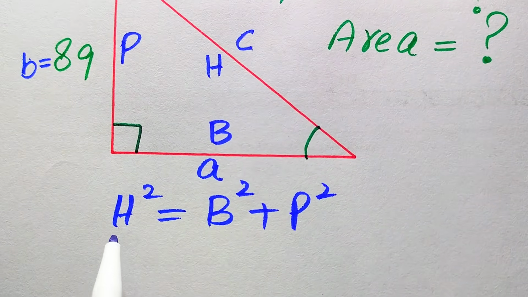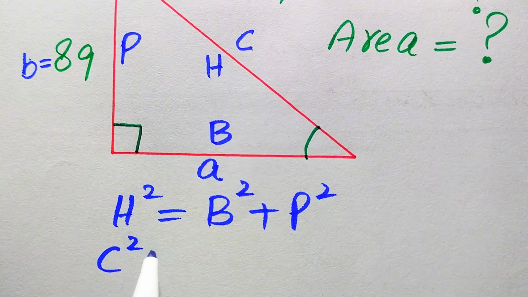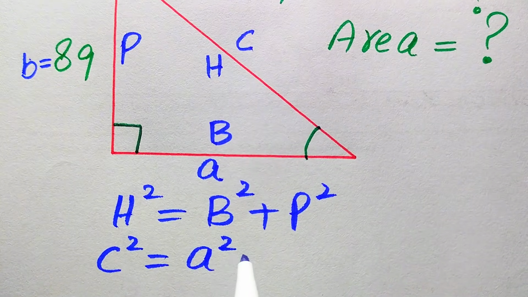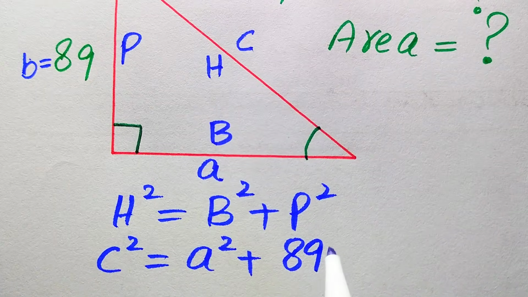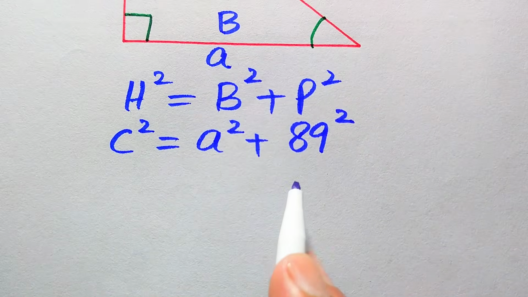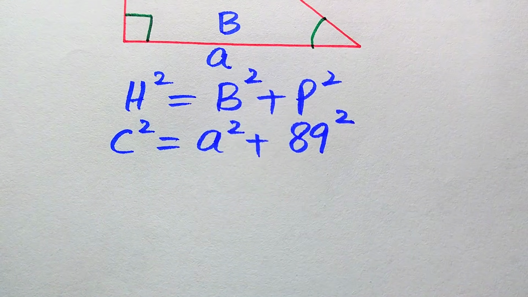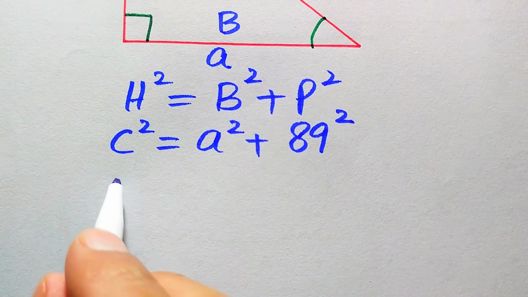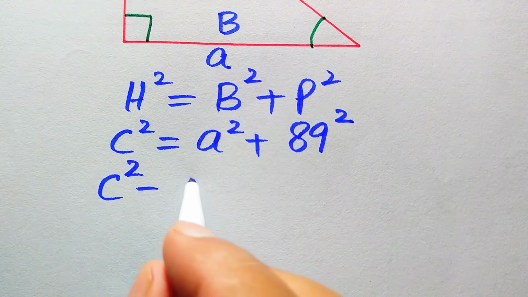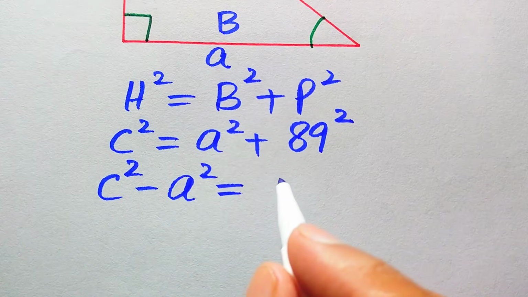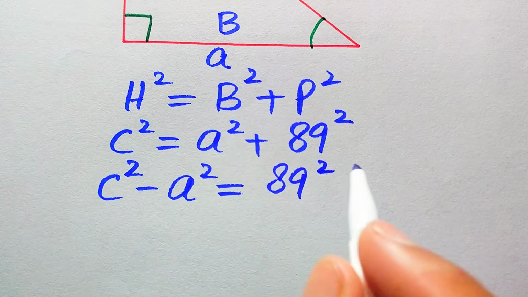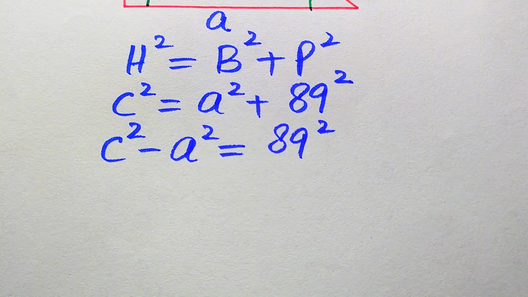And you see here the value of hypotenuse is c square, the value of base is a square, and the value of perpendicular is 89 square or b square. Okay, so we can substitute the value of b, that is 89 square. Now we move the term a square to the left hand side and we get c square minus a square equals 89 square.